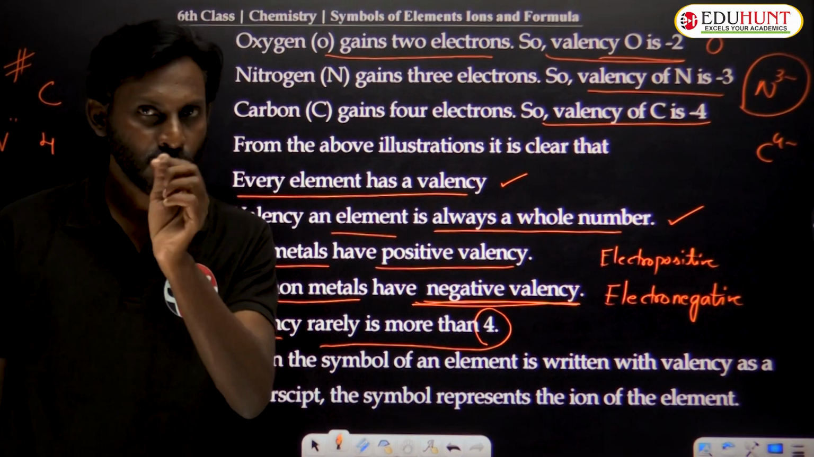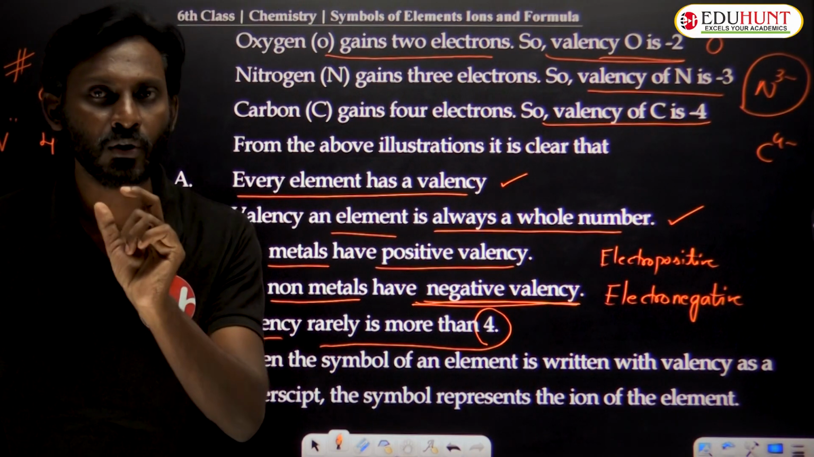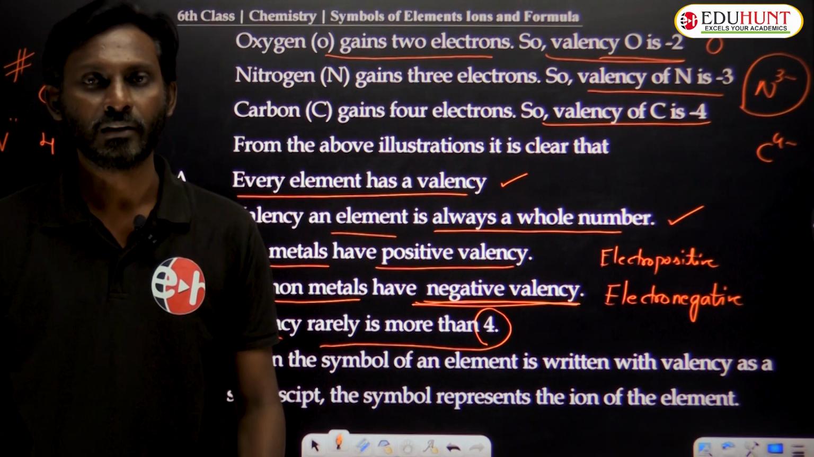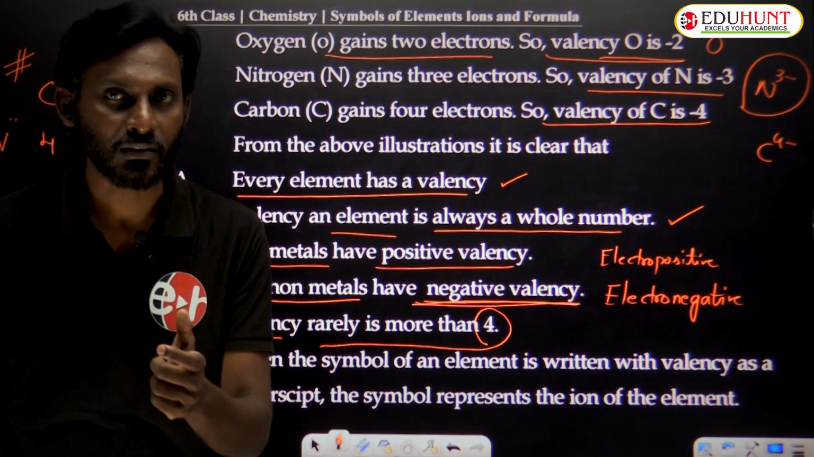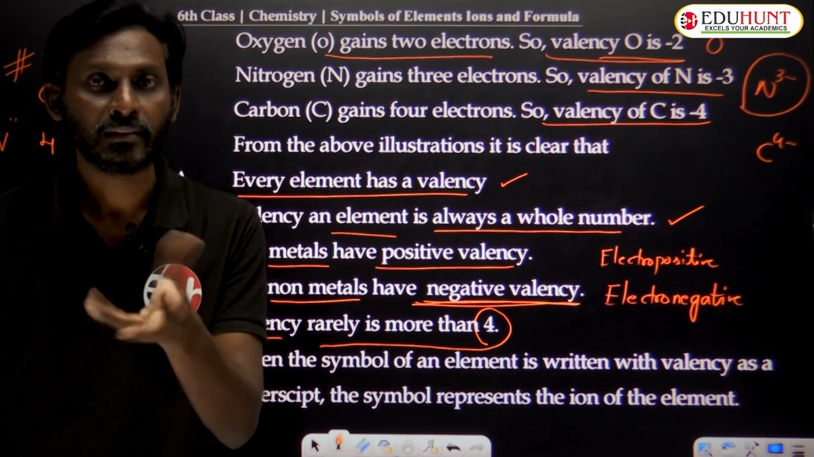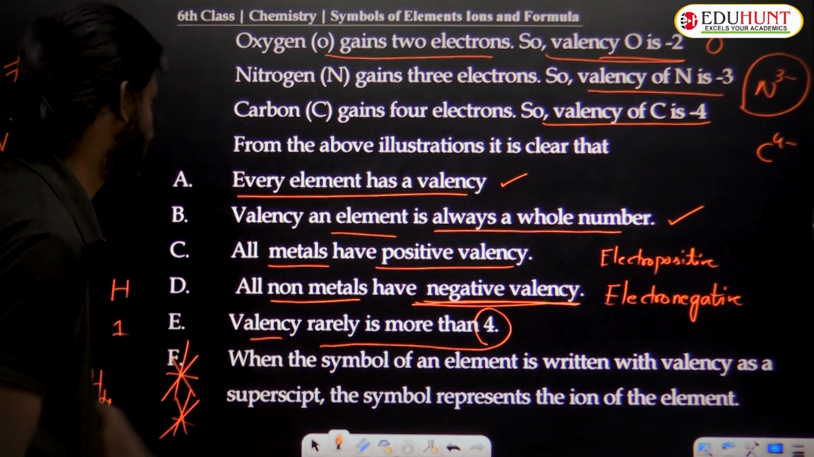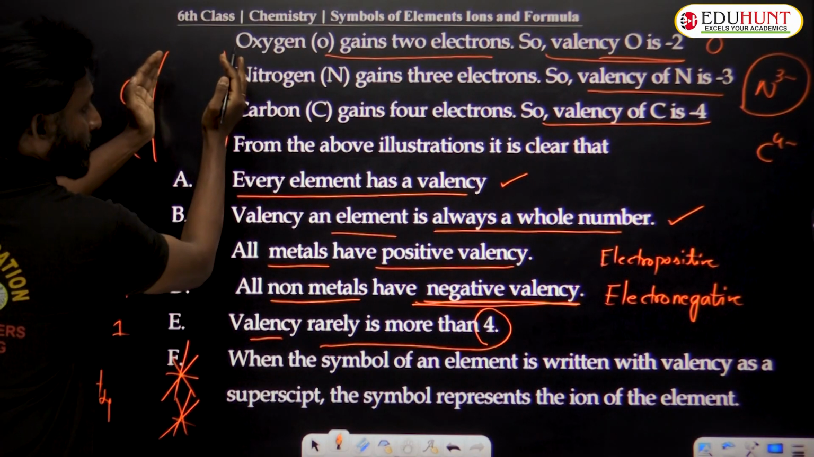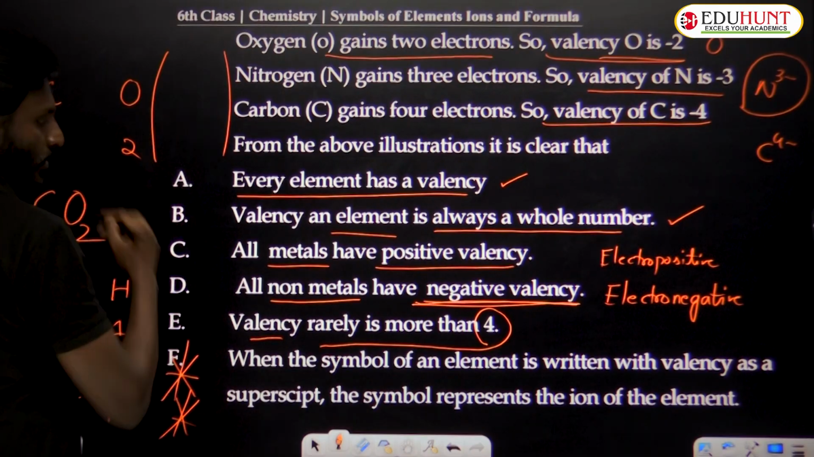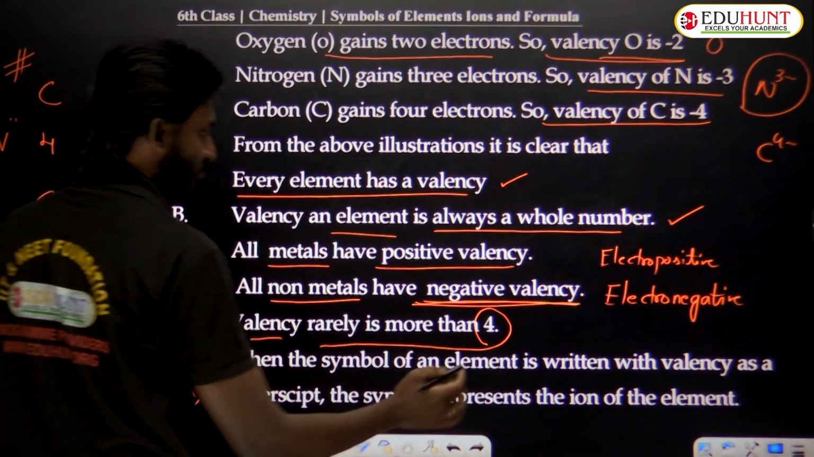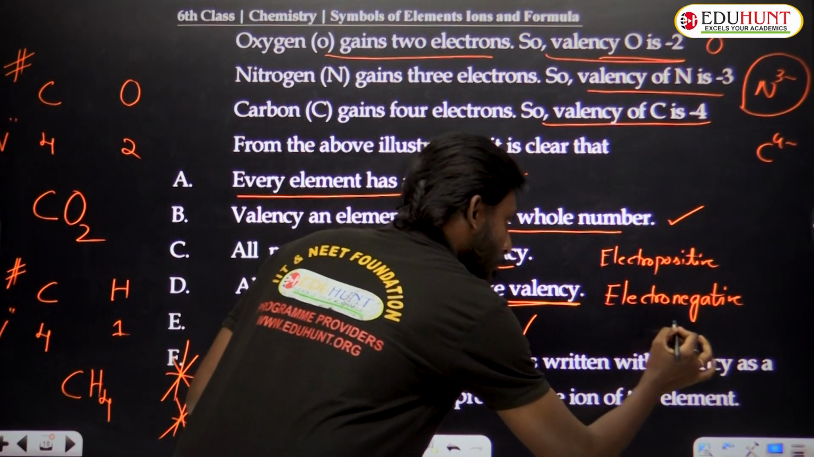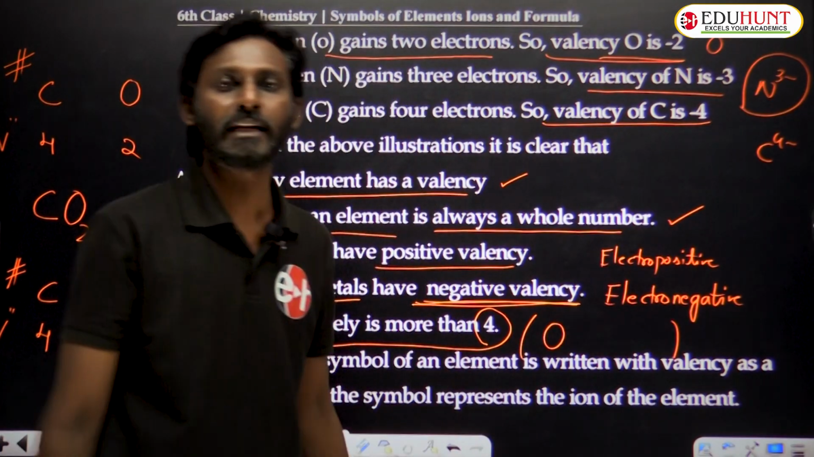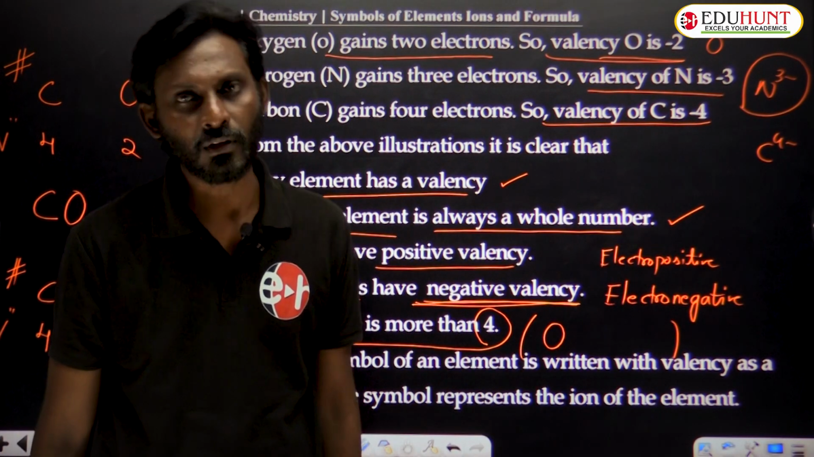See, you know valency, but if you write that valency as a superscript to the symbol of the atom, then it will become an ion. Let me explain. I'm making a small space here, okay? You know oxygen, the symbol of the atom is O.